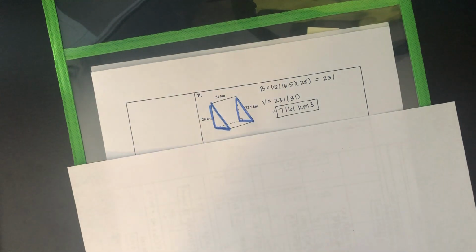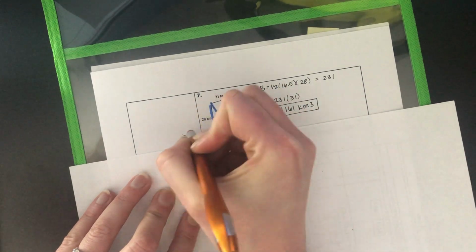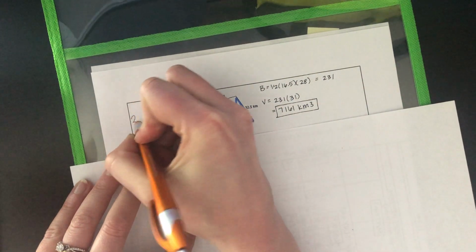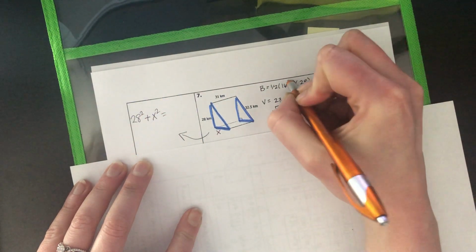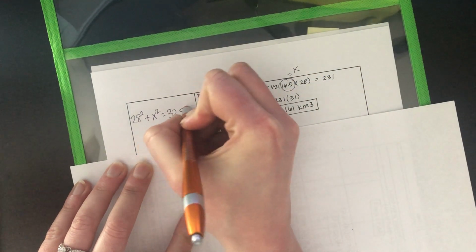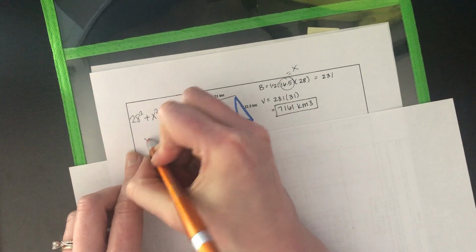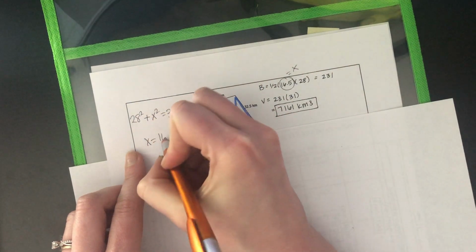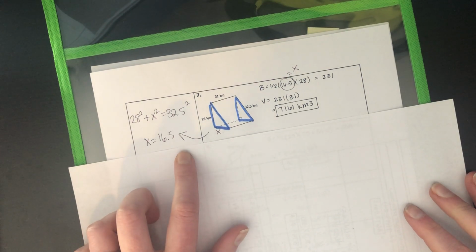Okay, so I'll pause this so you can write this down. I think I'm even going to, if I can get a pen, write down right here that you also need to do 28 squared plus x squared equals 32.5 squared. And then you'd solve for x and get that x equals 16.5. Okay, so I'll pause this so you can write this down as your notes, because you never know on your homework.